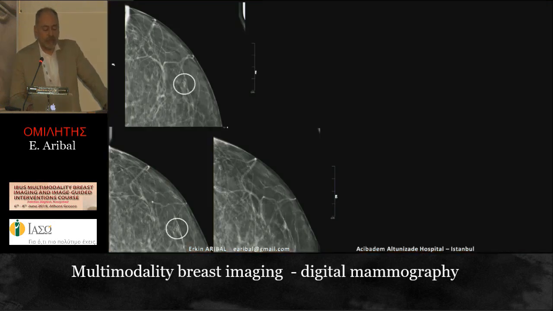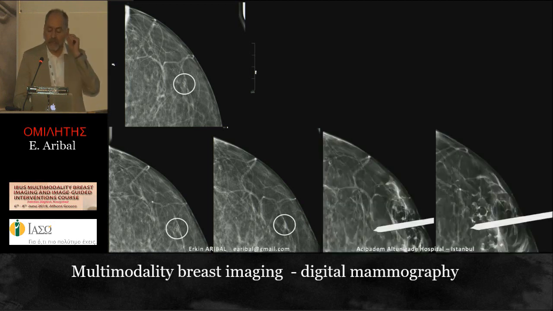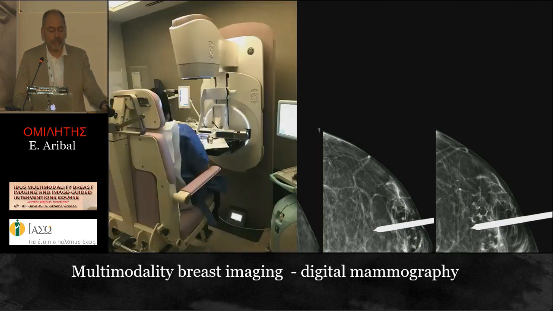This is the scout image, and these are the 15-degree images. Tomorrow you will have the opportunity to see this. You have two 15-degree images to have the stereotaxic positioning, targeting of the lesion. This is where the needle comes in.